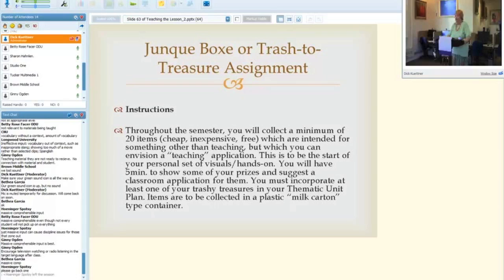One student said last year, Dr. Hahnlen, I can't believe it. My roommate was throwing things out, and I saw her basket, and I said, oh, no, wait, I can use that. And I took stuff out of her trash. And I said, yes, that's exactly what I want you to do.